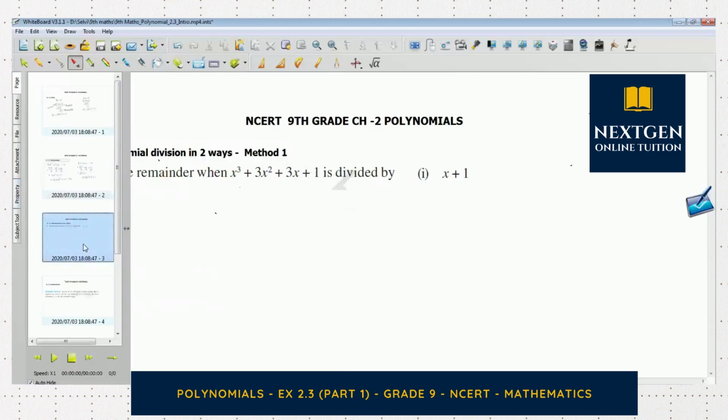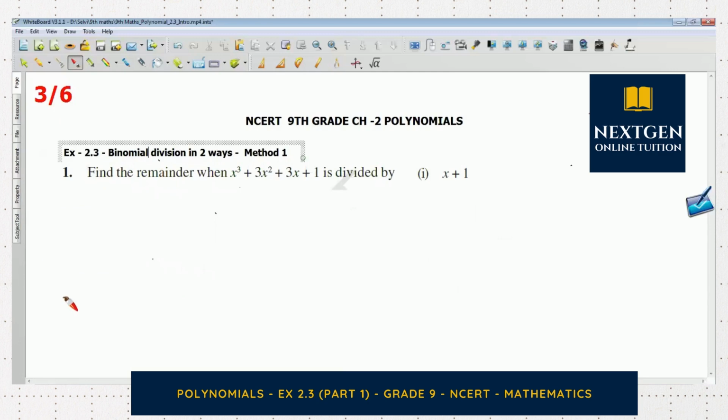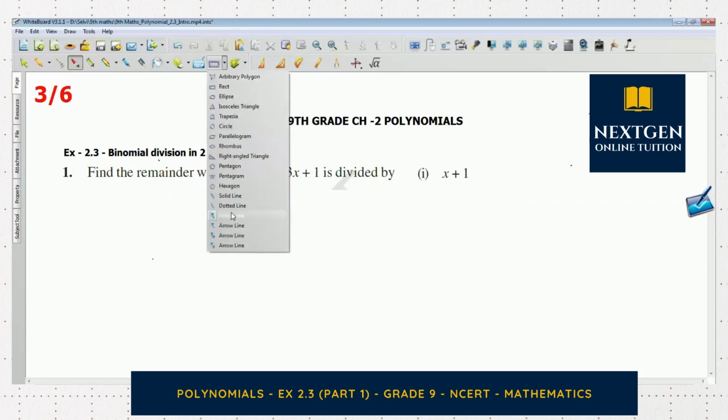Let's move on. This is binomial division in two ways. Binomial means I have two terms in the divisor. Can you understand? In our previous classes, we have seen the monomial, binomial, each and every term. Just have a recap and understand this concept.